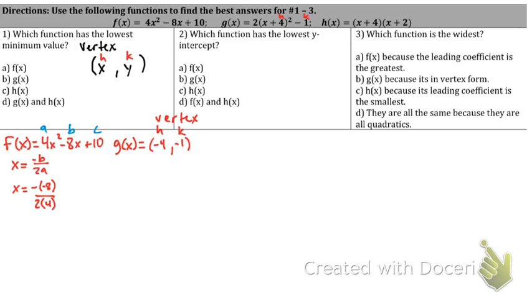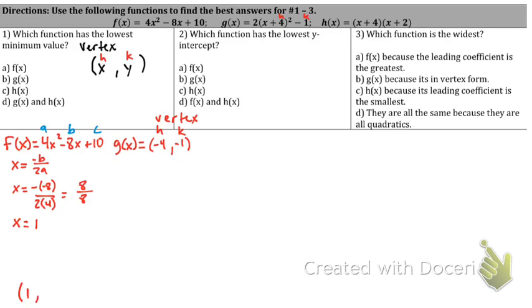Now let's do the math. My formula says x equals, so essentially I'm finding the x coordinate of our vertex. Once I solve this, it gives me the x of my coordinate. Negative times -8 is +8. 2 times 4 is 8. So my x value is going to equal 1. So my vertex so far is 1 for my x value.